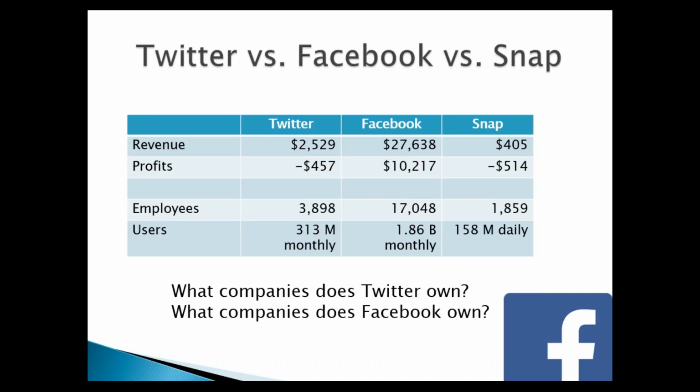So something's not right here, especially if it's about advertising and all that. They lost less than $500 million off of $2.5 billion. They have close to 4,000 employees, and Twitter doesn't release daily users, but they have 300 million monthly users. So already you can see Snapchat is beating them in terms of a daily-to-monthly comparison.